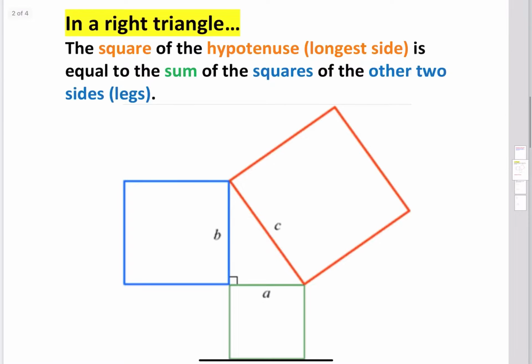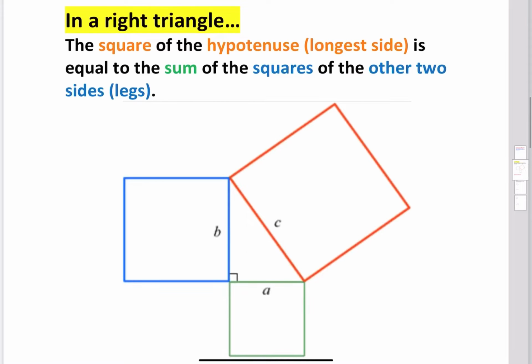So the Pythagorean Theorem only works for a right triangle. And in this particular case, it says that in the theorem, the square of the hypotenuse, which is the longest side of our triangle, is equal to the sum of the squares of the other two sides. Now, what does that mean here?